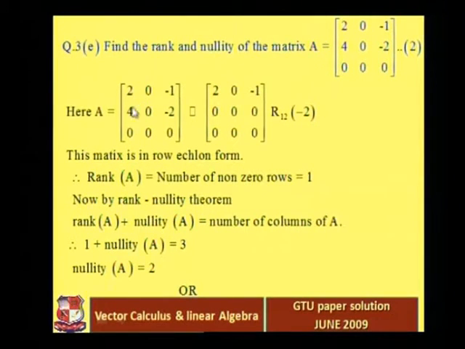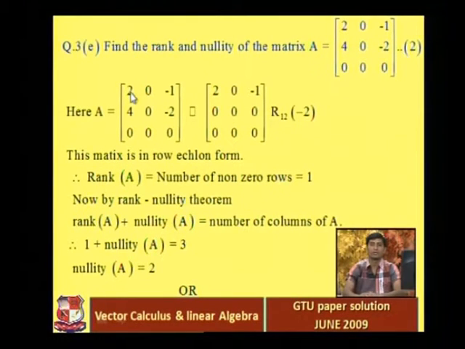So the matrix A is equal to 2 0 -1, 4 0 -2, 0 0 0. What is our first step? 2 is the leading entry of the first row. So we multiply the first row by -2 and add it to the second row, so that this 4 becomes 0. We can write this process as R12(-2), that means we multiply the first row by -2 and add it into the second row.